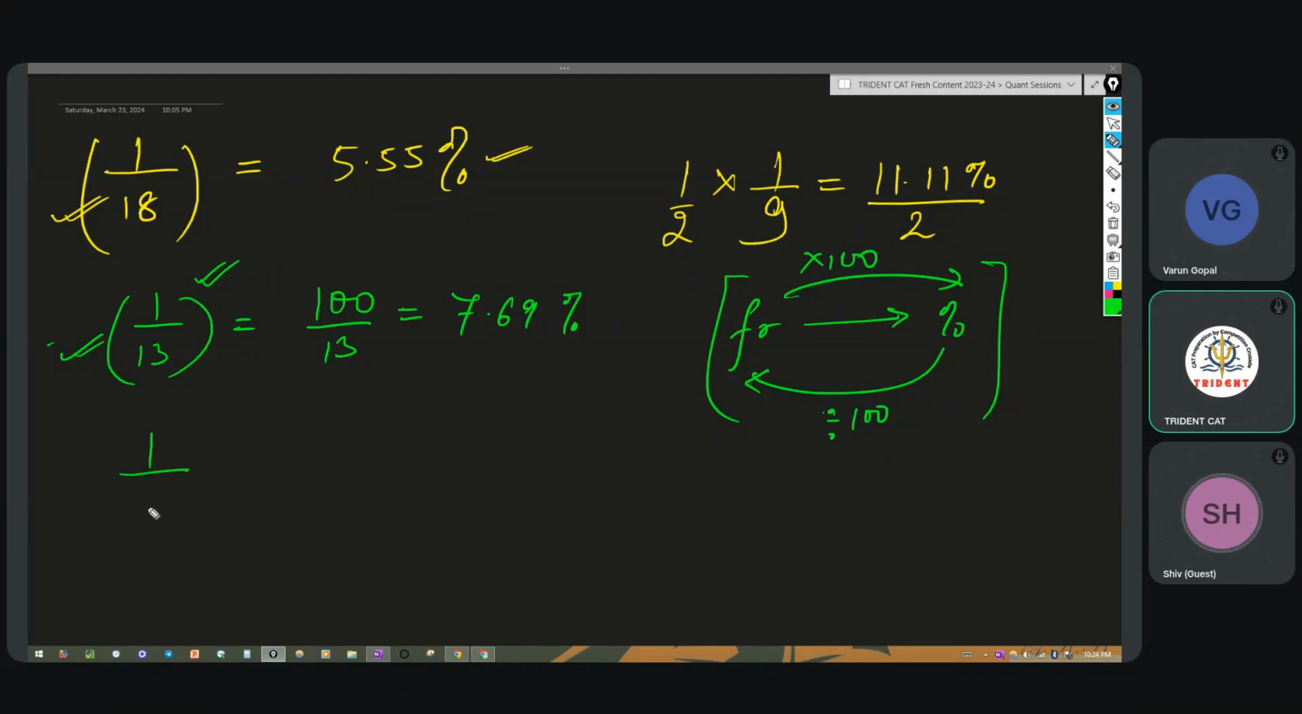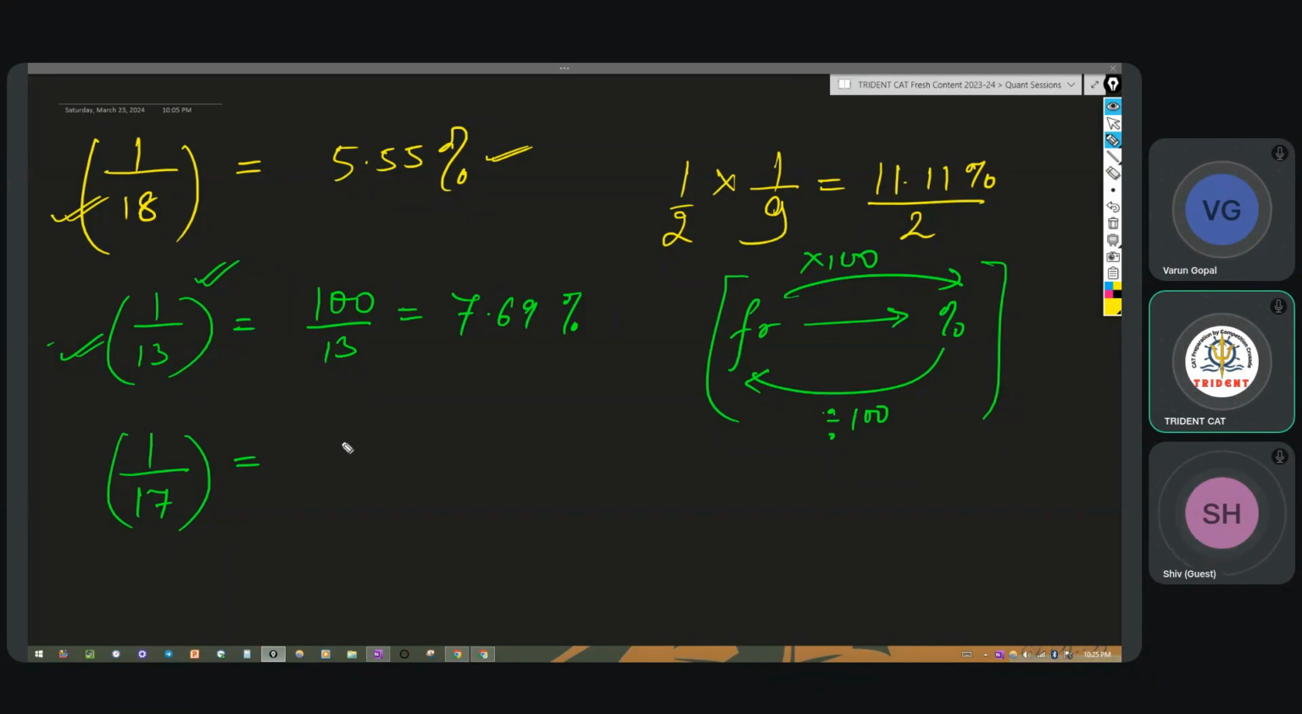So now let's look into the next fraction, 1 upon 17. Similar thing, a prime number. You have to be careful. So into 100, yeah, 100 upon 17. 5.8 kind. Yeah, Shiv. Just a minute, sir. Same, 5.88. Yes, sir. Okay, great.